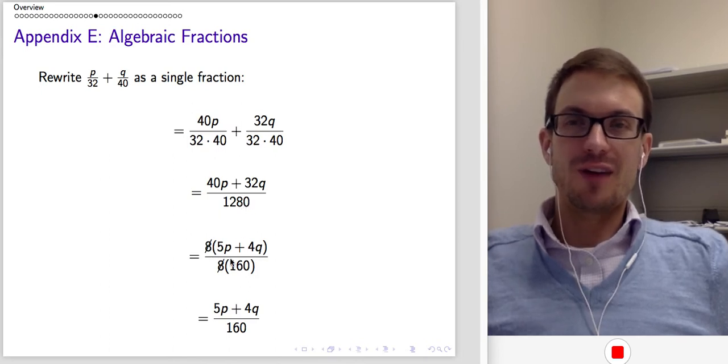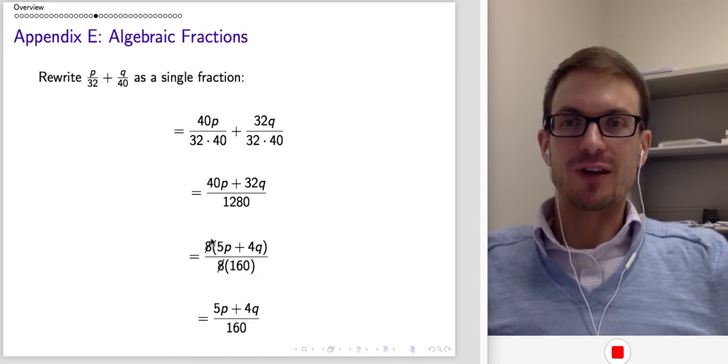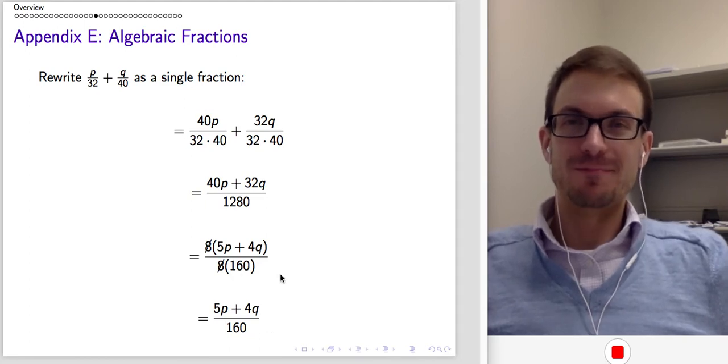And then I decided to simplify it down a little bit. I realized I could factor out an 8 from the top and the bottom, and this is the best I can do: 5p plus 4q over 160.